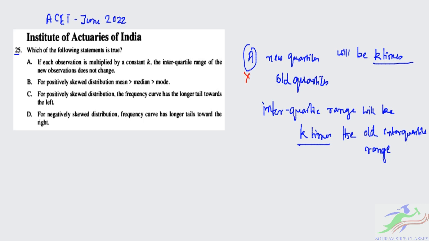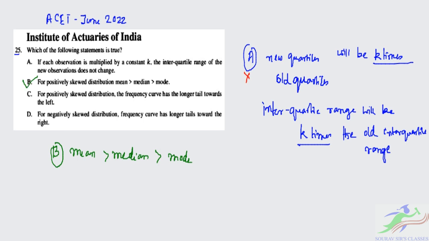Now for a positively skewed distribution, we have that the mean is always greater than the median and the median is always greater than the mode. So here you can see that option B has been given as the correct statement. So which of the following statements is true? From here option B is the correct one, right?